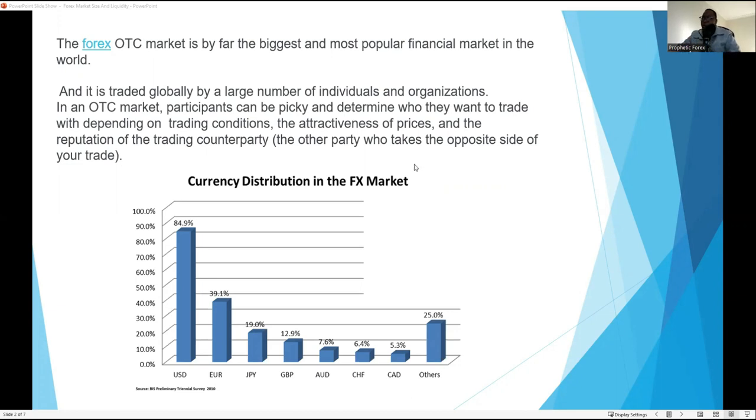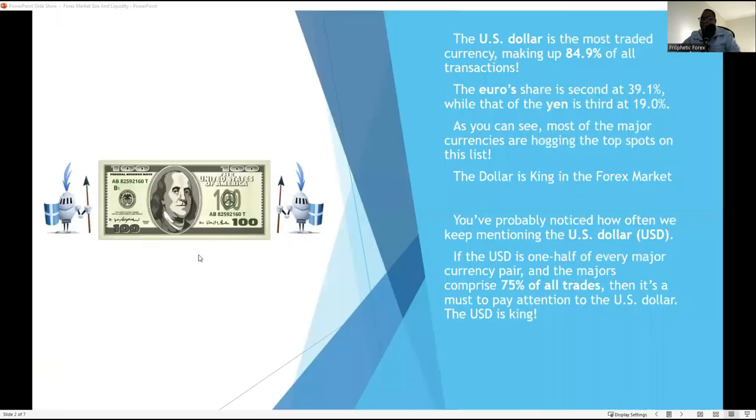Now we have a chart below that demonstrates how many currencies are traded, the size of currencies, and the distribution of these currencies. As you can see here, the US dollar is the largest, and we want to talk about the US dollar being the king of the market that contributes to the largest scale of liquidity. The US dollar is the most traded currency, at 84%, then the euro at 39%, and the yen at 19%.